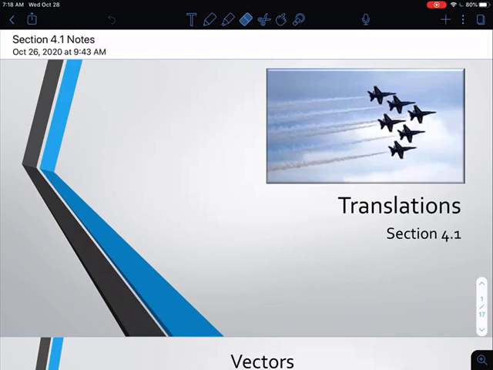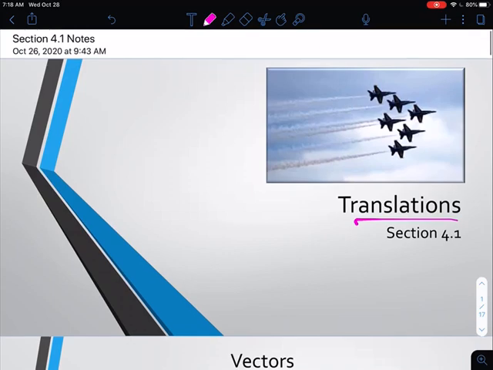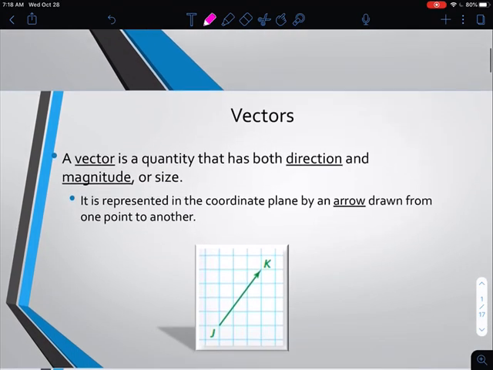So this first section is going to be quite a bit of information. It's going to be like the vocabulary for the entire chapter, and then we're going to talk about the first type of transformation, which is called translations, as you see here. Okay, so some background information that we need before we can start talking about our different transformations.